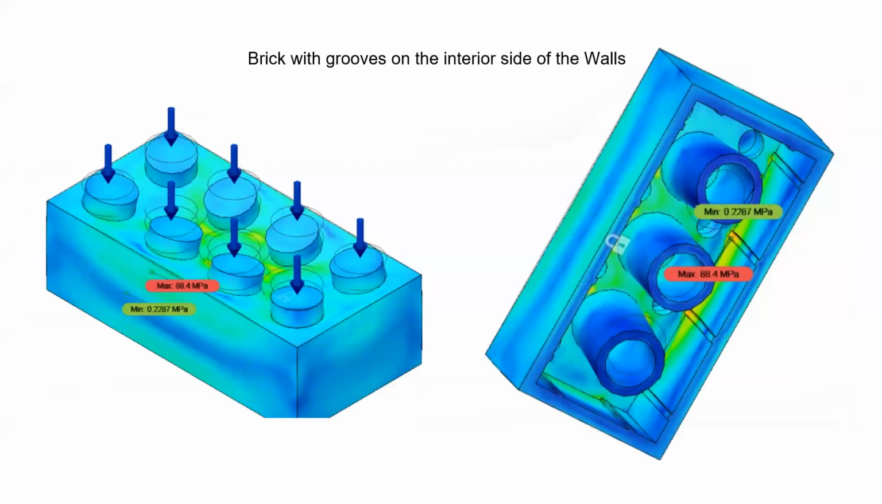Bricks with the grooves on the interior side of the wall were neglected because the maximum stress came on the interior section of the wall. This stress behavior then led us to believe that the grooves were not the right method to approach.